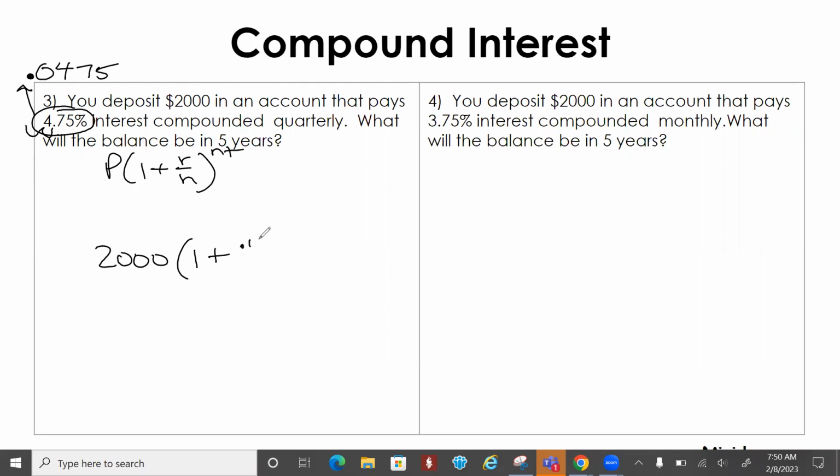I'm going to go ahead and plug that in. And N represents how often that happens. What does the word quarterly mean? How many quarters are in a dollar? 4. So it happens how many times in a year? 4 times in a year. And we're going to plug 4 in for that up here as well. And then how many years are they looking for? 5. So we're going to multiply that by 5. You're going to type all this mess into Desmos.